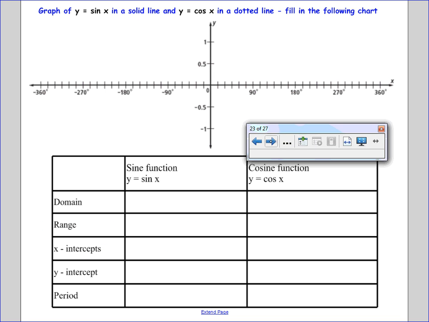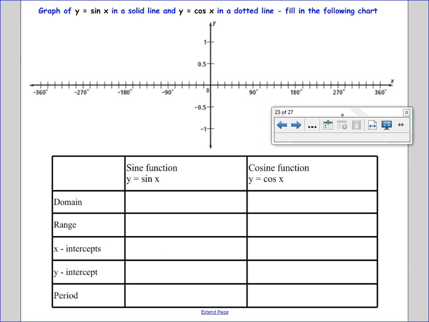All right, so let's go ahead and get our parent functions then. Your graph sheet has sine of x being a solid line and cosine of x being a dotted line. You don't have to do solid and dashed. You could do color-coded. You could do 1 in pencil, 1 in pen, however you want to handle it. I'm going to do sine of x in green, and I'm going to do cosine of x in blue. So let's go ahead and carefully get our parent functions now.